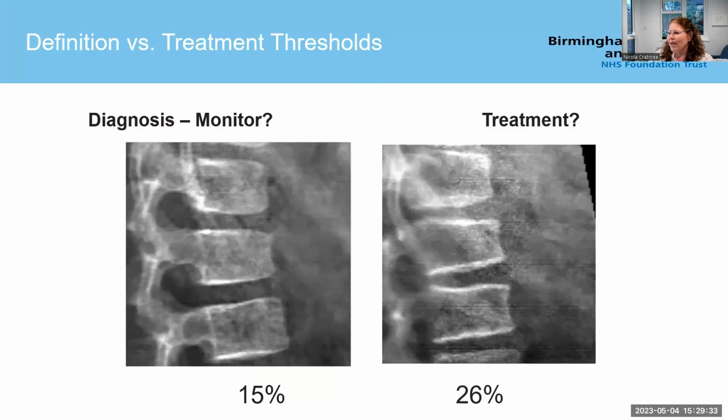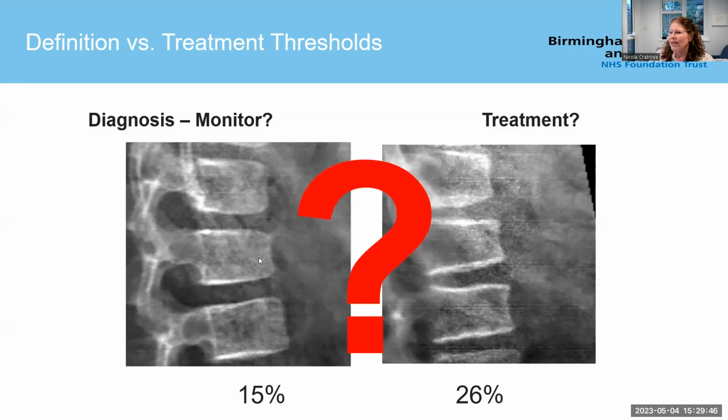So looking at some mild changes, here we can see a vertebrae with the 15% height loss, and here's somebody with a 26% height loss. So this might be somebody who then goes on to treatment, whereas this might be somebody who we just monitor over time. But I just want to highlight the importance for screening.